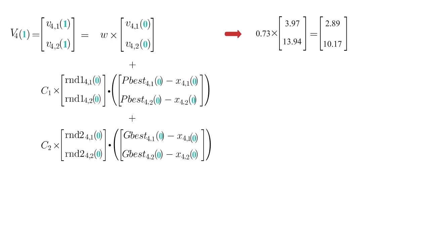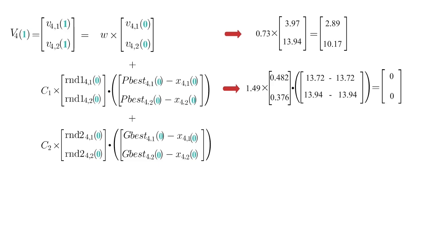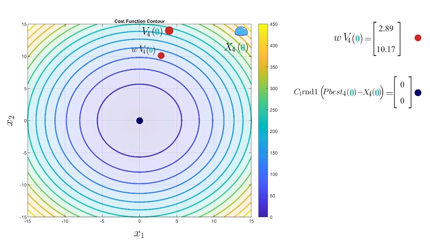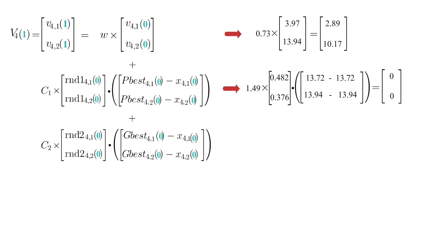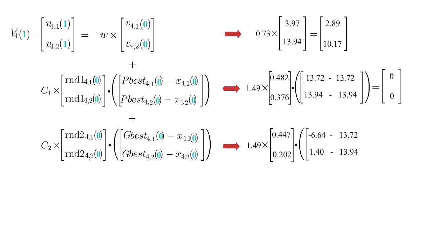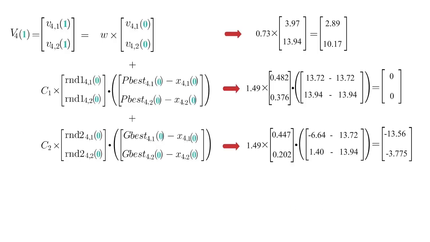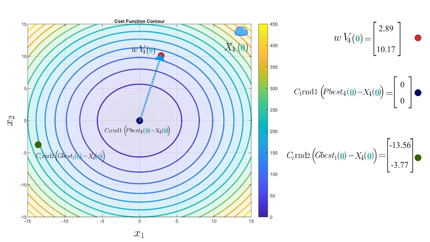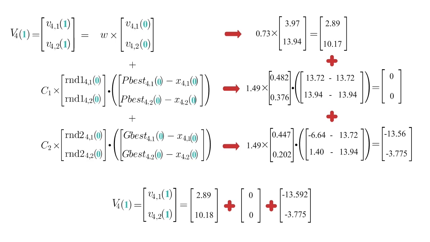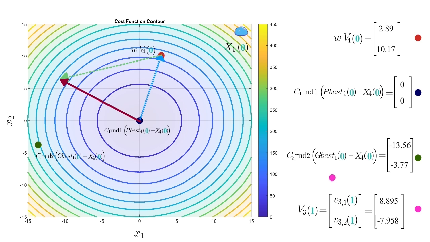The second term is the cognitive component, which is a randomly scaled vector that aligns with the difference between the personal best position and the current position. We can identify its location here. The third term is the social component, which is a randomly scaled vector aligned with the difference between the global best position and the current position. This scaled value is located here. By adding the three vectors, including the momentum component vector, cognitive component vector, and social component vector, a new velocity is obtained, which is represented by this vector.